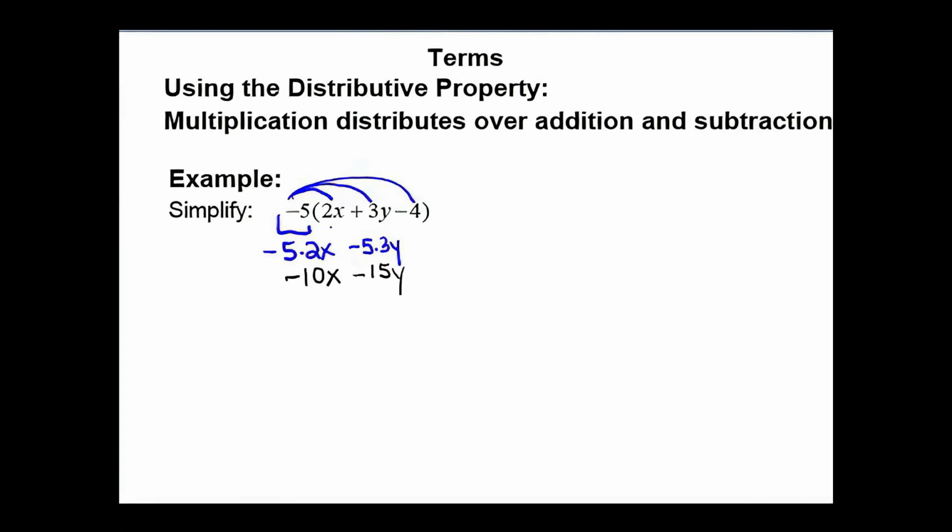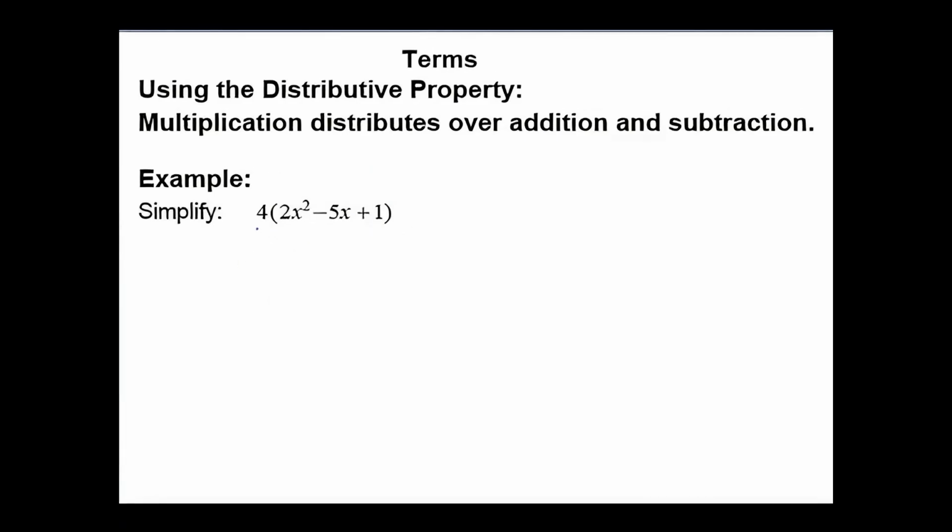Then we'll do a negative 5 times a negative 4. Multiplying, you have two negatives, that's even, so it gives you a positive 20. Notice your signs here are never just bringing these down. It's the answer to the multiplication. So when we had two negatives multiplied, it gave us a positive. After you distribute, take the parentheses off. This is our answer, negative 10x minus 15y plus 20.